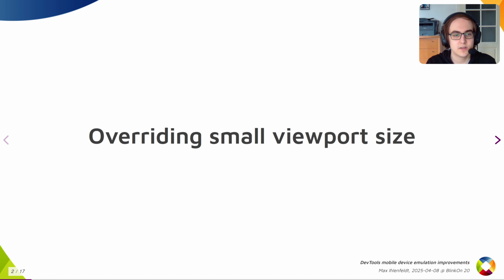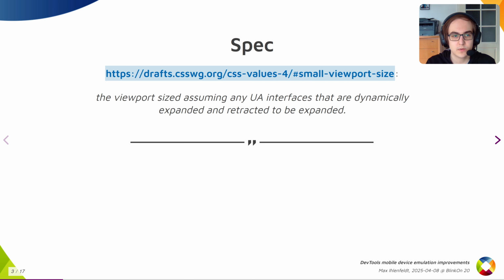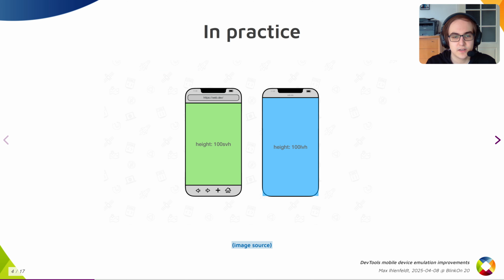The first one is the ability to override the small viewport size, and in case you're not familiar with it, that is the viewport size assuming any user agent interfaces that are dynamically expanded and retracted to be expanded. So in practice, this means here on the left we can see the small viewport with the bars at the bottom and the top expanded, and on the right we see the large viewport with those two bars retracted.